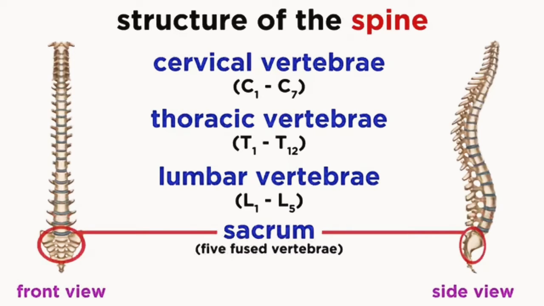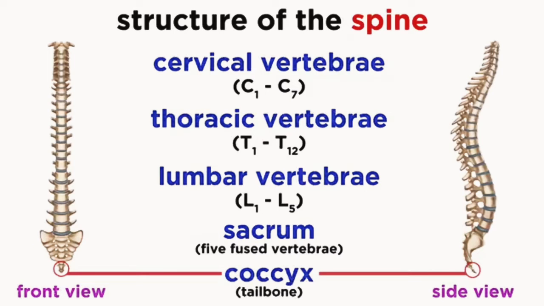Below the vertebrae, we can find the sacrum, which is actually 5 vertebrae fused together. And lastly, below the sacrum, there is the coccyx, otherwise known as the tailbone, which is made of a few tiny vertebrae fused together. Of course, there is much more to the spine than just the vertebrae.